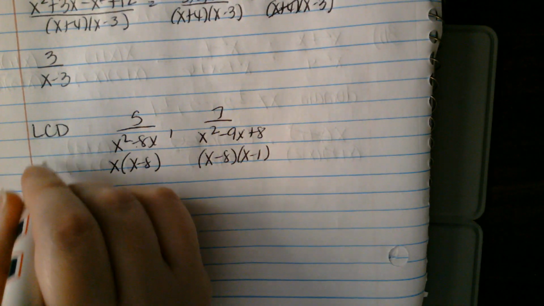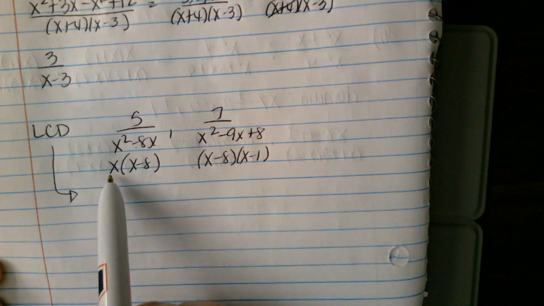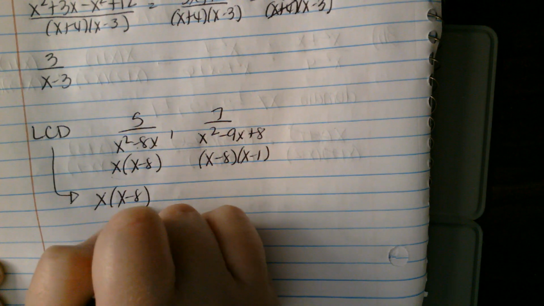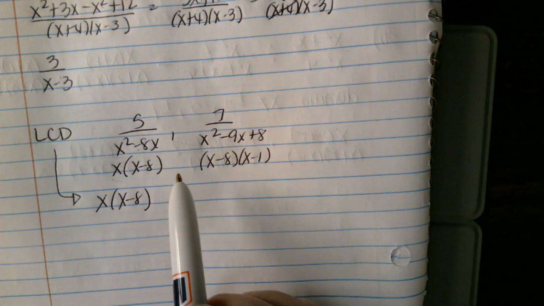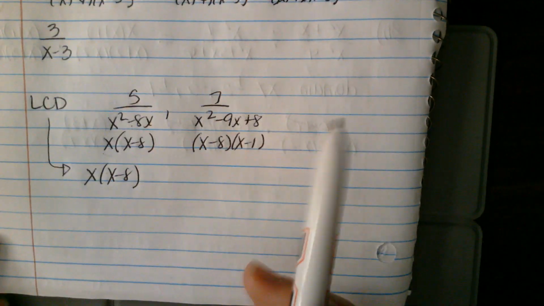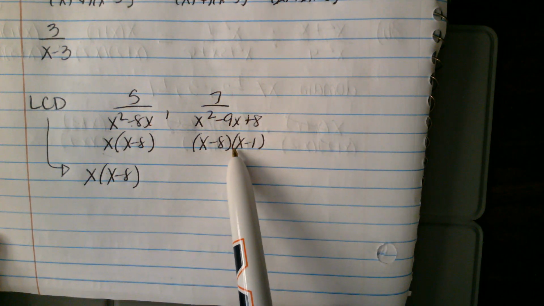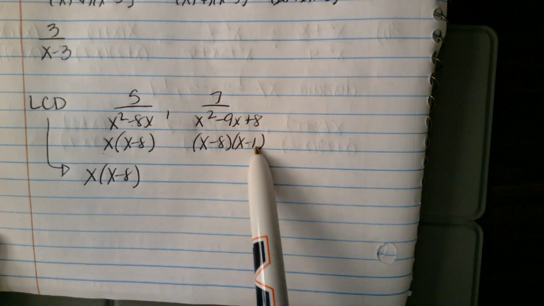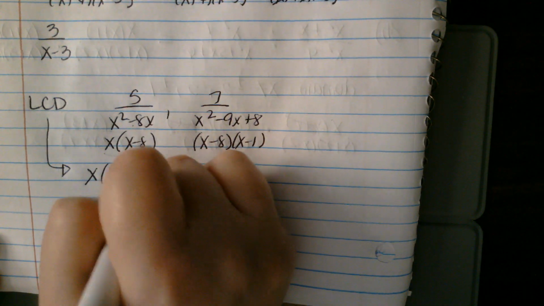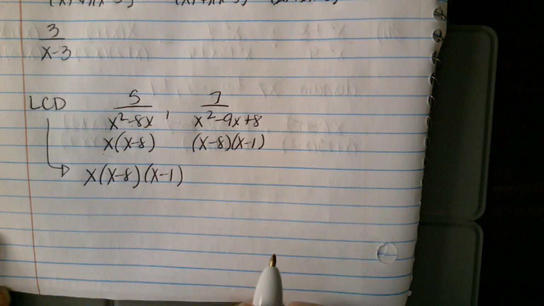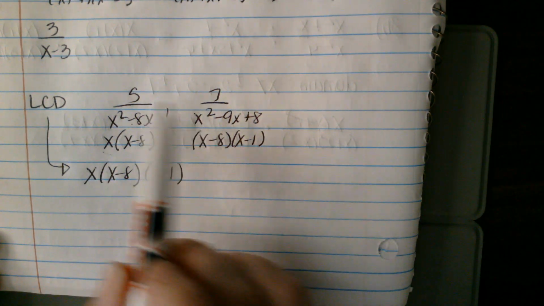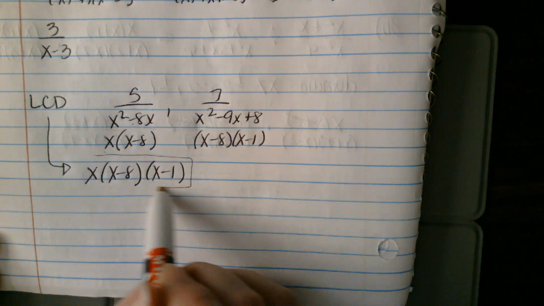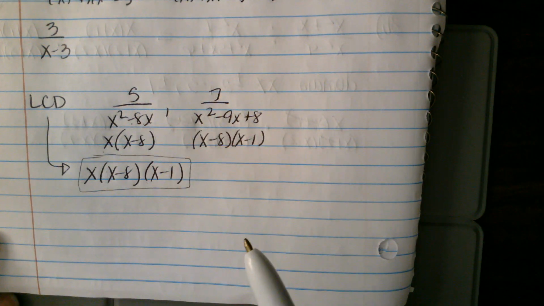So to get the least common denominator, what we're going to do is take all of this one. So we know we need to have an x and an x minus 8 in our common denominator. Now I'm going to look at this one and see, is there anything in here that is missing from here? Well, I already have an x minus 8, but I also need an x minus 1. So I'm going to include that. And you do that with all of them. So if you have multiples, you just keep going. So this would be my least common denominator between these two fractions.